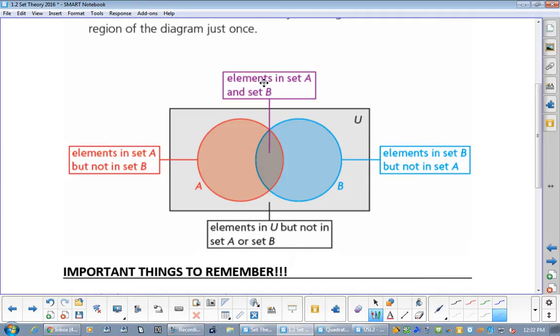So these are elements in A and B. So this is my AND. That will always represent AND. So this is the symbol for it. This would be A, an upside down U, B. Okay? That's what that means. So again, more symbols. This means AND. But the true word is intersection.